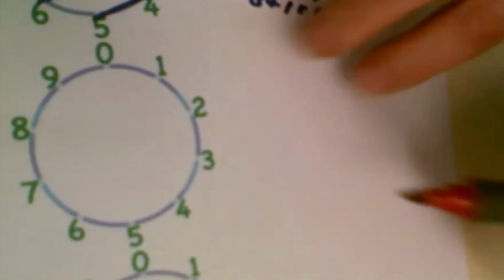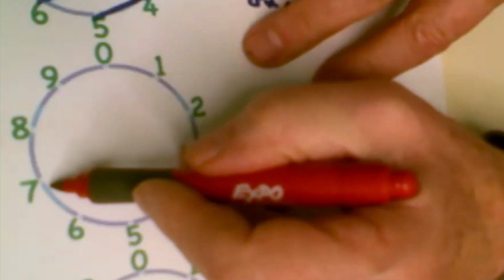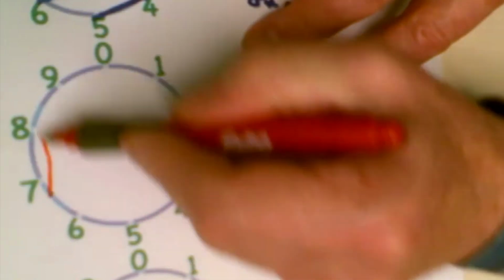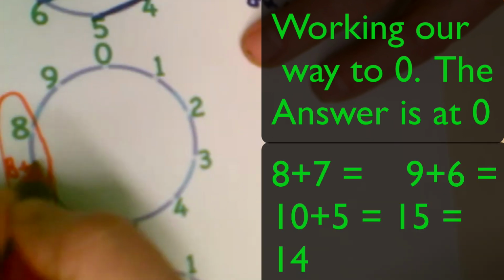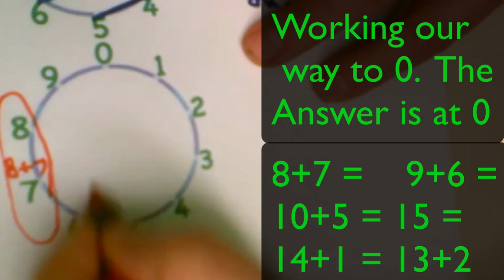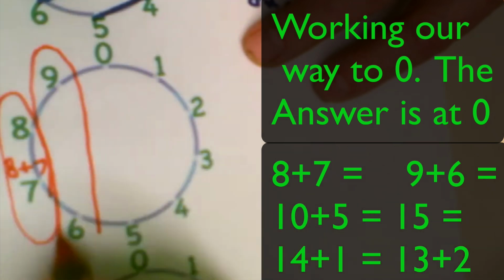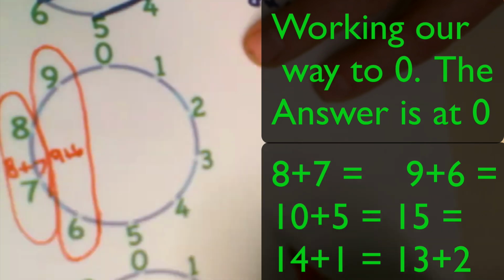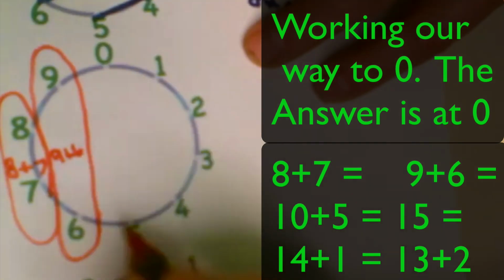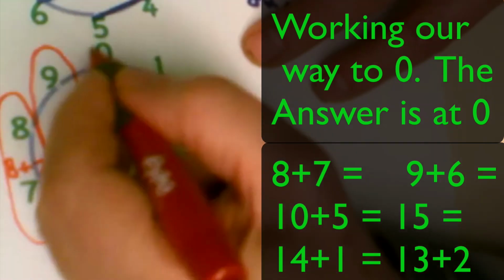How about adding 8 and 7? 8 and 7. Sure, it's 15. Okay, so let's work it out and prove it. So there's our 8 and 7. 8 plus 7 equals some number. And then the next 2 numbers are going to add up to the same number because it's one bigger and one smaller. So 9 plus 6 are going to be the same number.